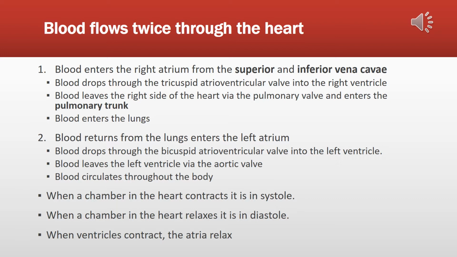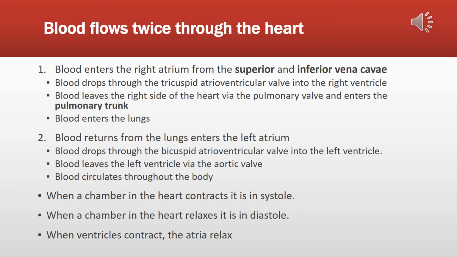The right ventricle then pumps the blood out of the right side of the heart via the pulmonary valve, and the blood then enters the pulmonary trunk, which is the vessel that leads to the lungs, and then blood enters the lungs, where it is oxygenated, or takes up oxygen from the air we breathe in.